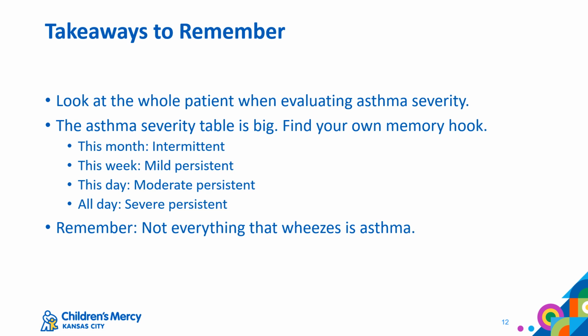If you can't memorize it all, find a memory hook that works for you. I find the below memory hook about SABA use helpful. This month, this week, this day, and all day. If your patient is needing their SABA monthly, their asthma is likely intermittent. If they're needing it weekly, it's likely mild persistent. If they're needing it daily, it's likely moderate persistent. And if they are needing it all day or multiple times a day, it's likely severe persistent.